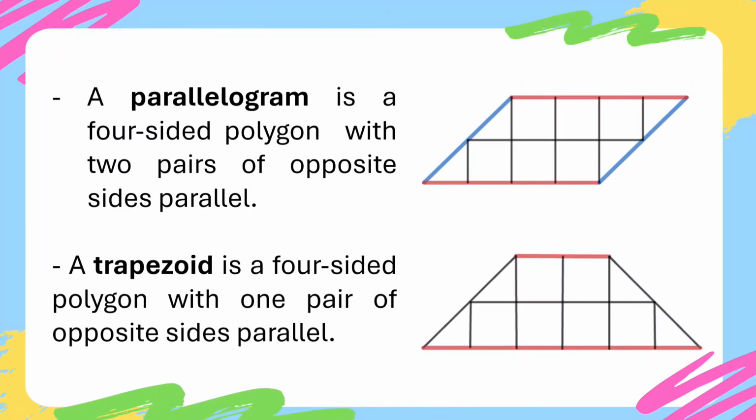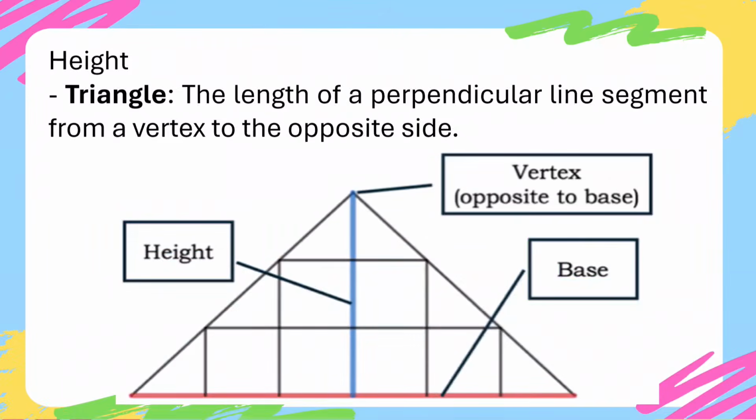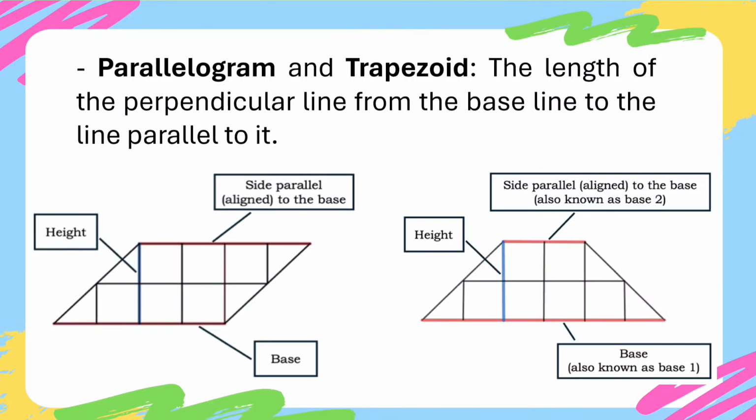As you can see on the picture, this is the example of parallelogram. A parallelogram is a four-sided polygon with two pairs of opposite sides parallel, while a trapezoid is a four-sided polygon with one pair of opposite sides parallel. Triangle. The length of a perpendicular line segment from a vertex to the opposite side. Parallelogram and trapezoid. The length of the perpendicular line from the baseline to the line parallel to it.